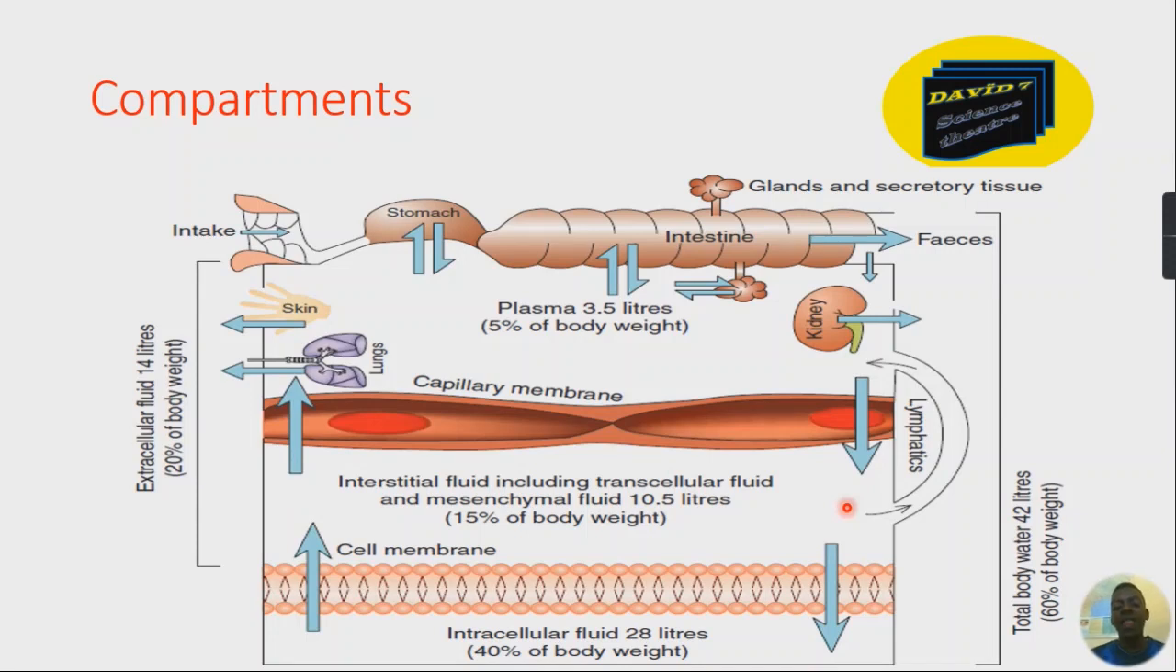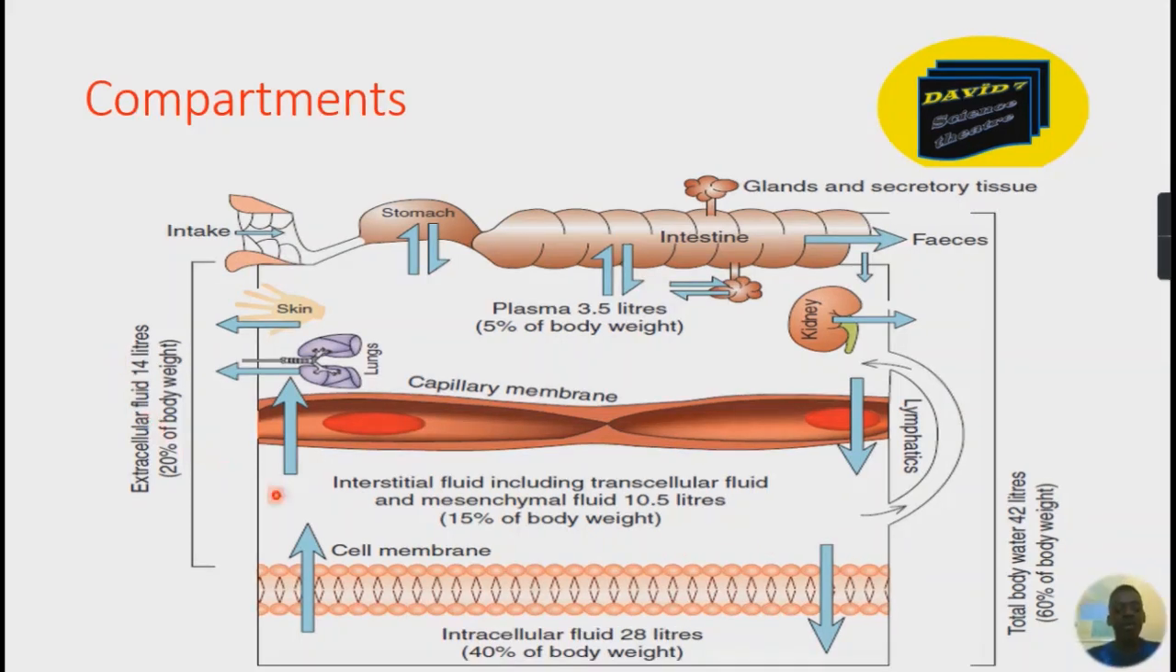And the compartments, look at this. I want to take you through this before we continue. If I have intracellular fluid, which we say is 28 liters, 40% of total body weight, this fluid can get out of the cells. When fluid gets out of the cells, it becomes extracellular fluid, just as you can see here, which is 14 liters, contributing 20% of the body weight.